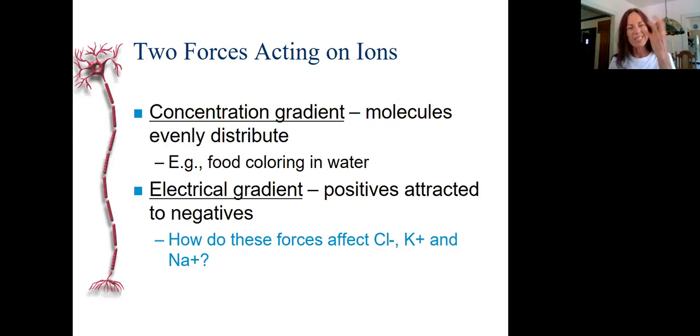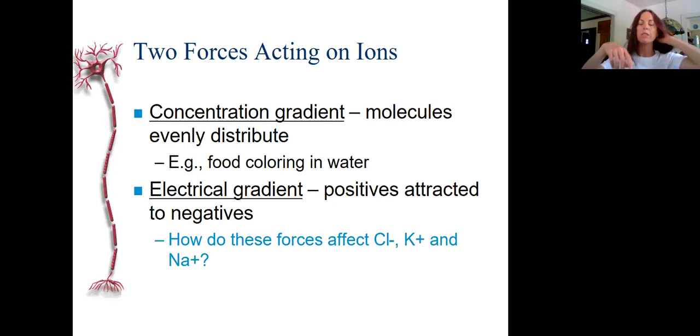And so you've got some things inside, some things outside. So we kind of have to look at where do things want to go? Well, we've seen sodium wants to go inside because it's positive and the neuron inside is negative. It's also more concentrated on the outside, so it wants to go inside because it wants to move to an area of less concentration. That's the concentration gradient.